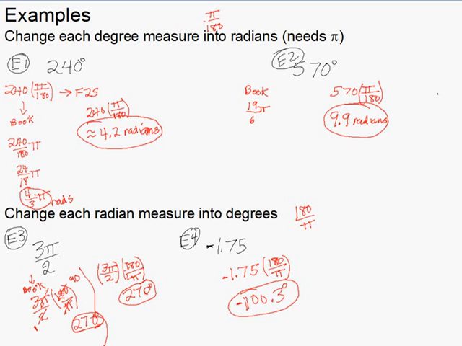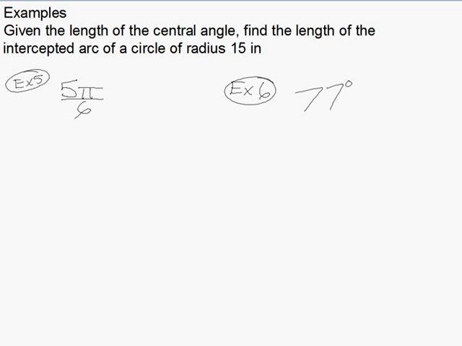Next card. So, given the length of the central angle, find the length of the intercepted arc of a circle. If you go back in your notes, you'll remember that arc, which is S, is equal to radius times theta. Remember, theta needs to be in radians. So I would say you need radians. I don't know why it's so hard to write on this thing today. Oh well.